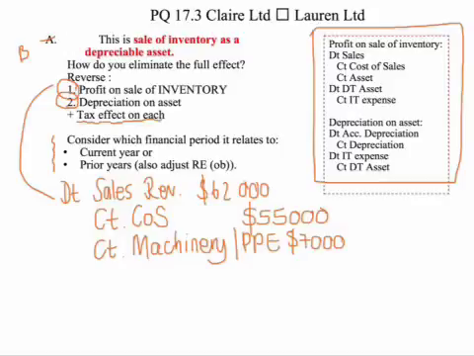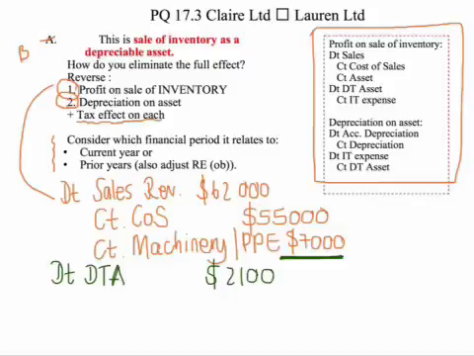So here we see that an asset carrying amount is adjusted, so therefore there will be a deferred tax effect on that of 2,100. Credit our income tax expense 2,100.